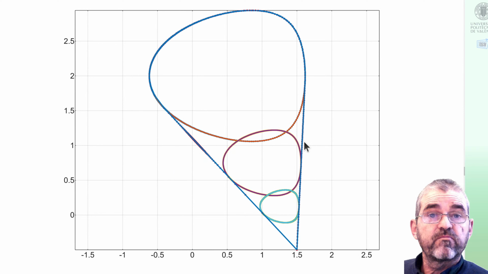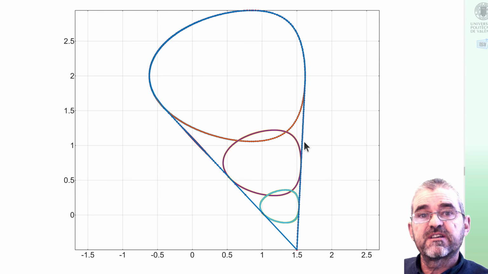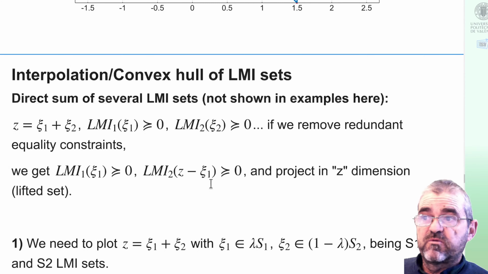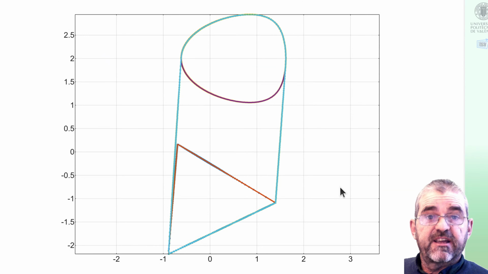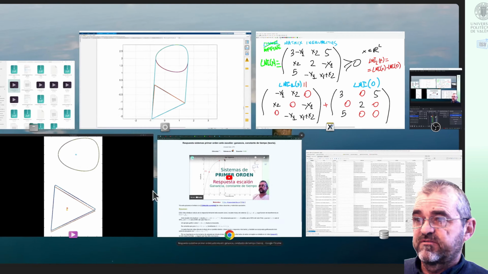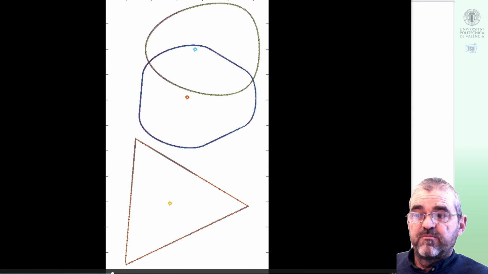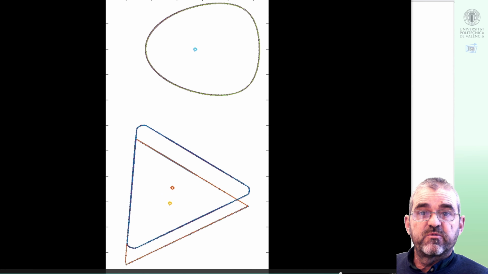In this video, we discussed scaling of LMI sets and the perspective cones in one more dimension, let's say, of such sets, as a particular case of affine transformations of such sets. Also, the direct sum of suitably scaled sets allowed me to express the convex hull of two sets with LMIs, and allowed me to introduce the concept of interpolation between two convex sets, defining such interpolation with LMIs.